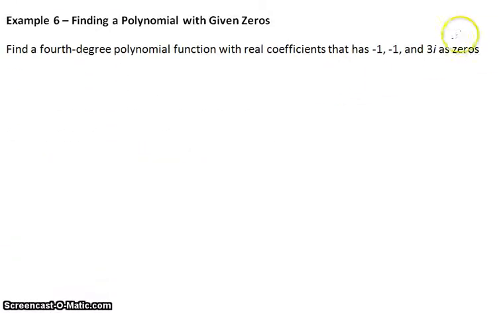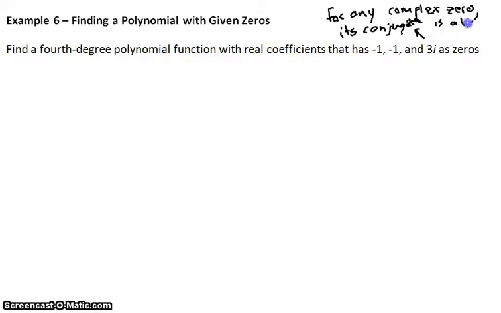So now I need to talk about something when it comes to non-rational zeros. When you have complex numbers that are zeros, you have to be aware that anytime you have a complex 0, its conjugate is also a 0. Okay? Its conjugate is also a 0.